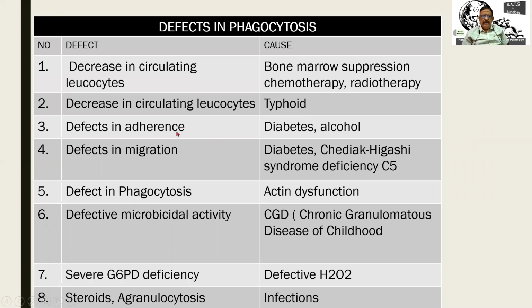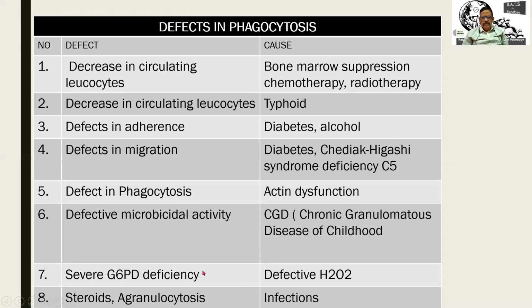Defect in adherence. That can happen in diabetes or in alcohol. Defects in migration. One important syndrome is the Chediak-Higashi syndrome. Or because of the defects in the complements. Diabetes. These all will be causing a defect in migration. Defect in phagocytosis itself can be because of actin or myosin dysfunction. And defective microbicidal activity, chronic granulomatous disease of childhood. These two are important, Chediak-Higashi syndrome and chronic granulomatous disease of childhood. If you answer this, you get a mark for it.